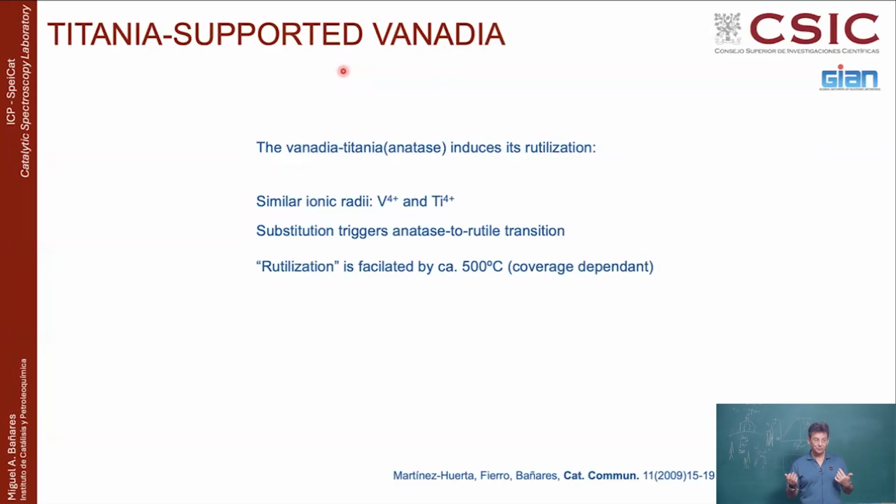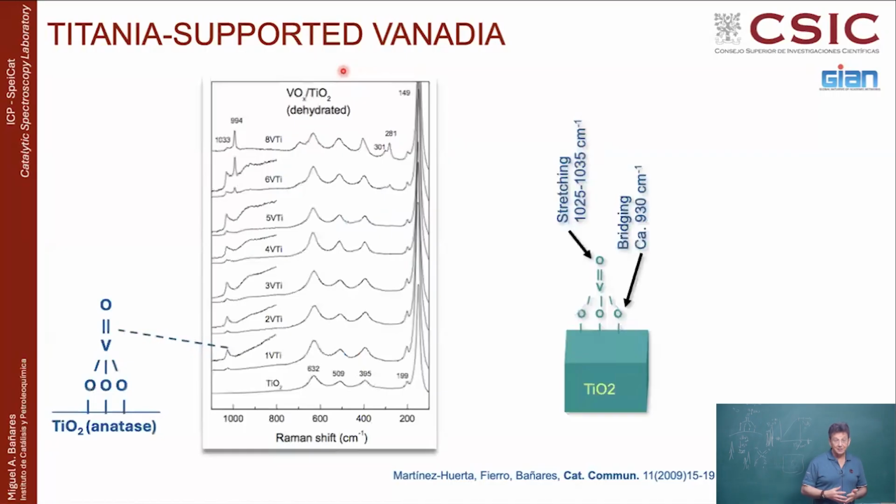to rutile transition. Why? Well, because the active guy, the vanadium, is also a problem, because vanadium may eventually get into the titania lattice and trigger the anatase to rutile transition at significantly lower temperatures. Now, this is a rutilization triggered by vanadium at something like 500-600 degrees centigrade.